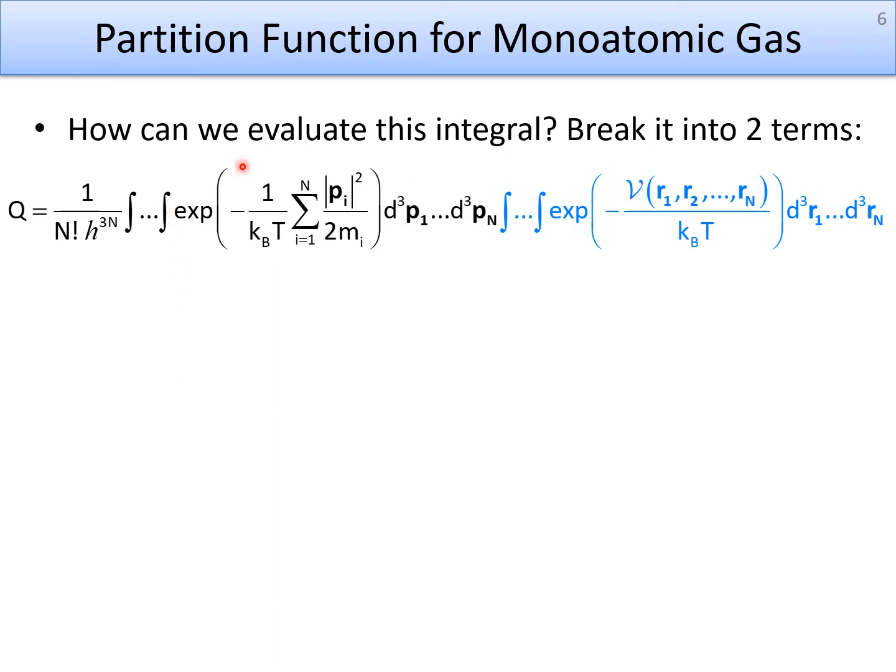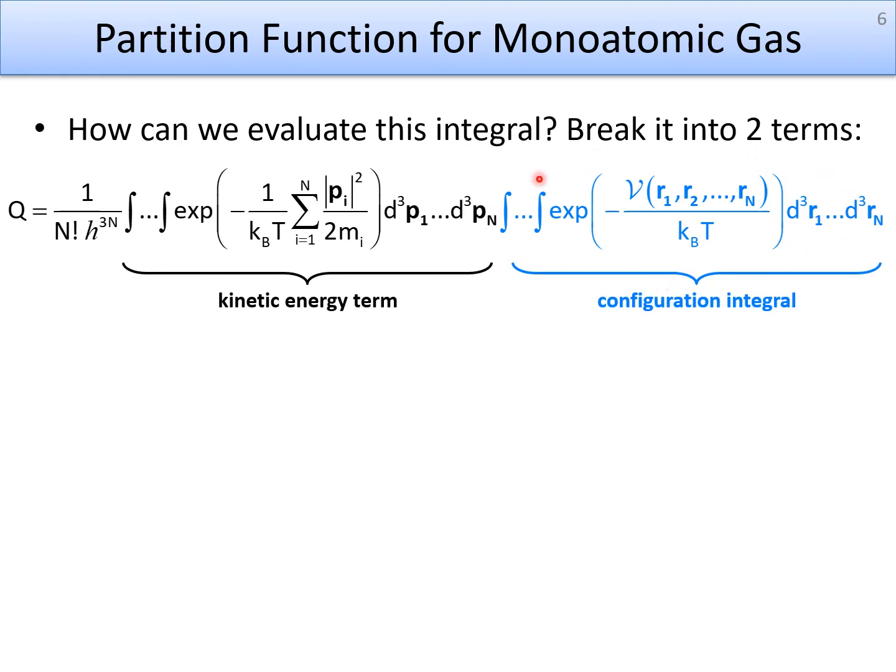How can we now evaluate this integral? Well, we can break it into two terms. So we substitute inside the exponential expression the expression for the Hamiltonian. So we have this expression here that arises from the kinetic energy part, and this expression that arises from the potential energy part.